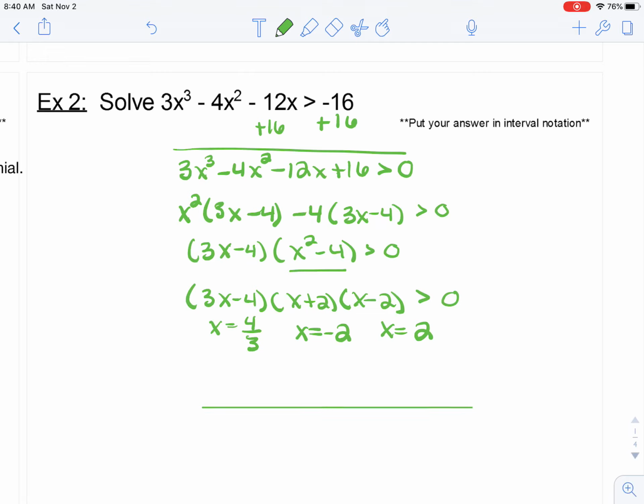So I would put these values on the number line. The smallest one is negative 2. 4/3 is like 1 1/3, so that would be next. And then 2 would go all the way to the right because it's the most positive. So I just have to pick some values to the left and to the right of these critical values.